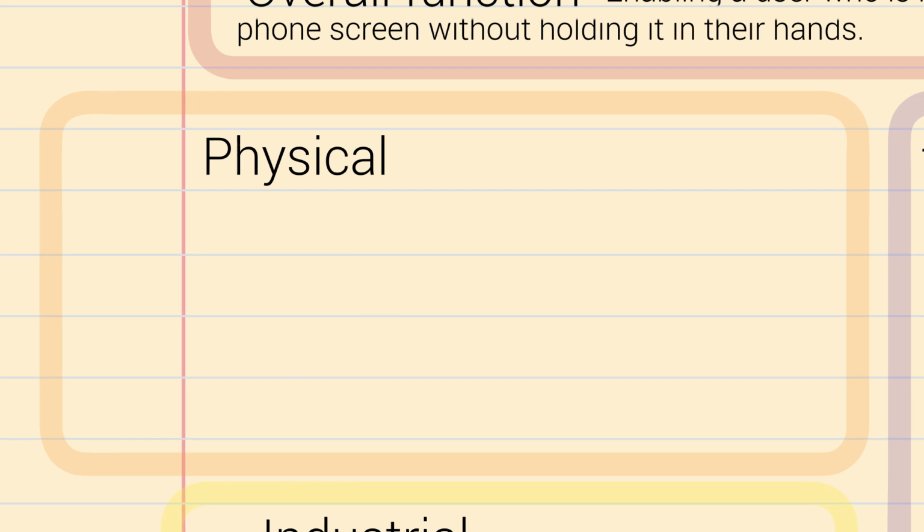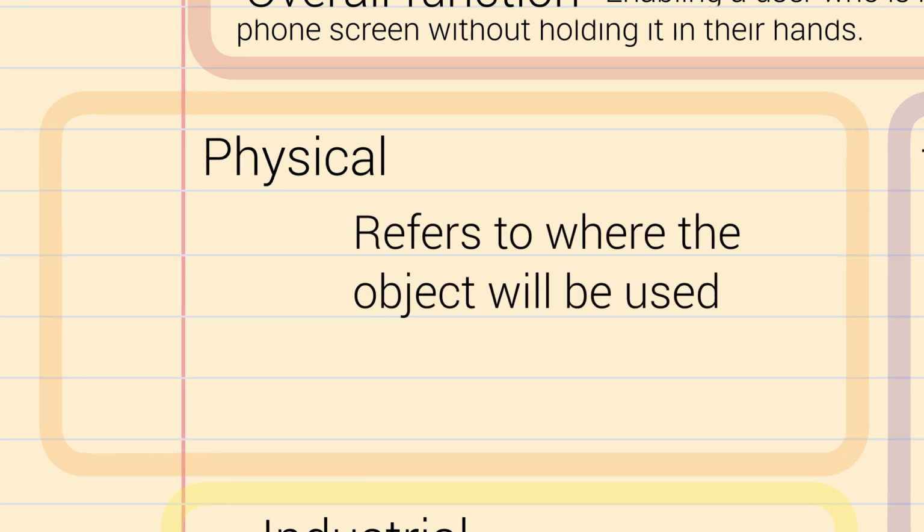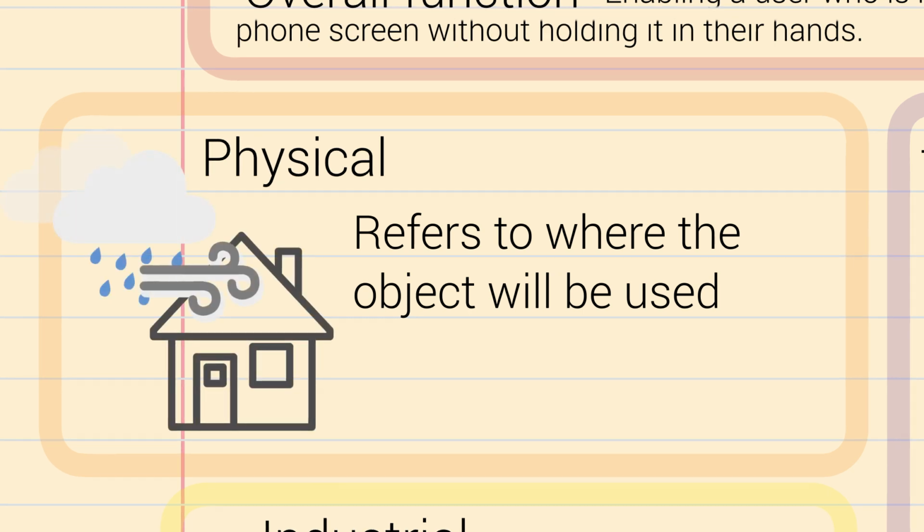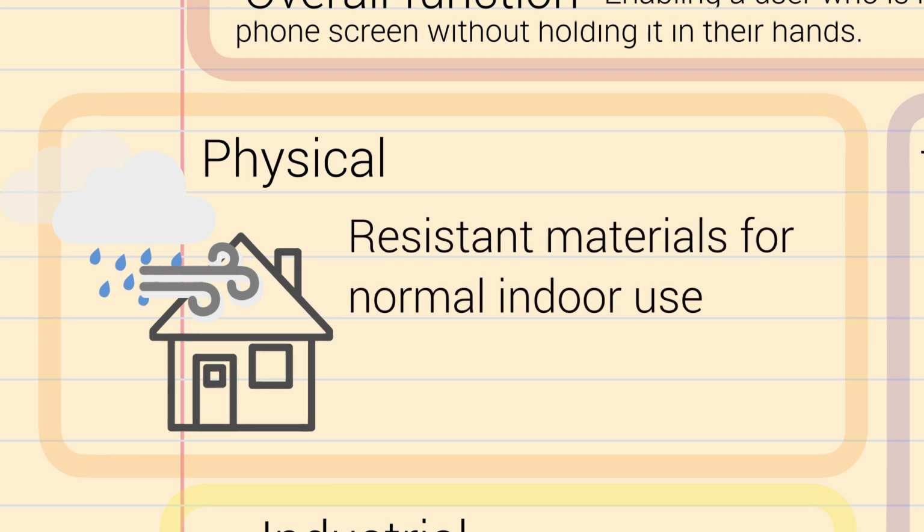The physical environment refers to where the object will be used. Do we need to think about an object that is wind and water resistant? In a bedroom? Not really. So we need an object built with resistant materials for normal indoor use.